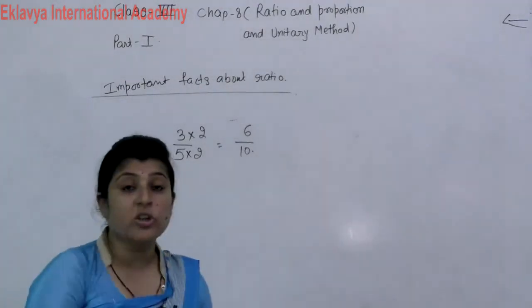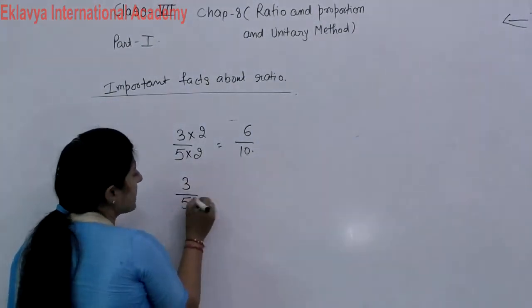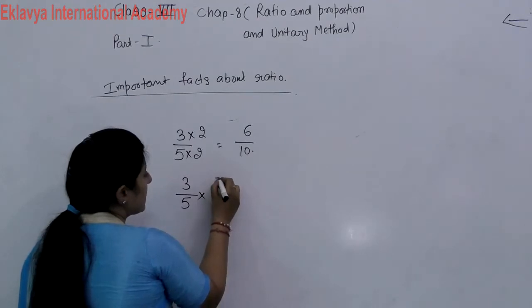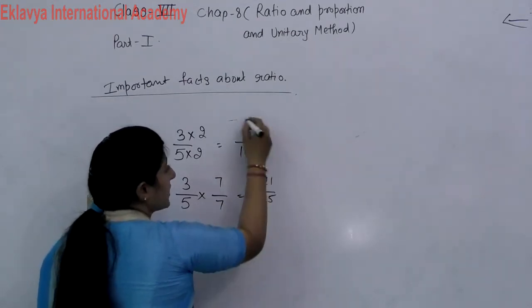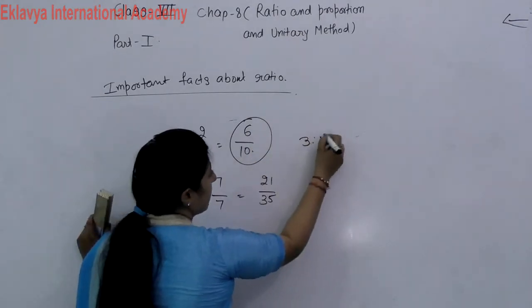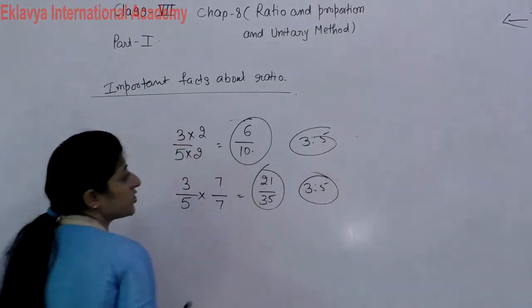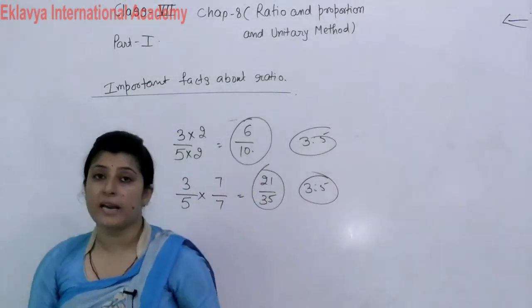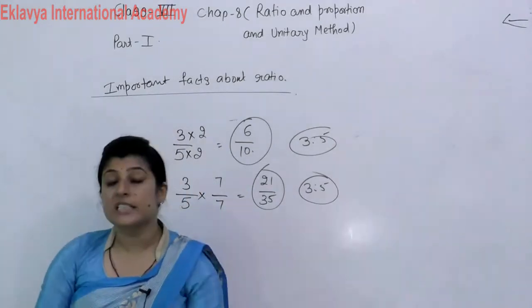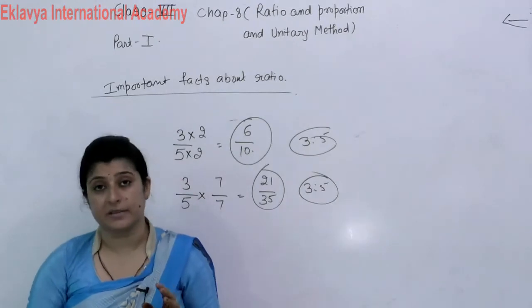तो रेशियो चेंज नहीं होता है, हम उसको किसी से भी मल्टीप्लाई कर दें. Suppose I multiply by 7 by 7, then 21 upon 35. इसका रेशियो भी 3 ratio 5 होगा, और this one value ratio is also 3 ratio 5. तो जब भी हम किसी same number से multiply और divide करते हैं, किसी भी fraction को, तो उसके रेशियो में कोई चेंज नहीं आता है.